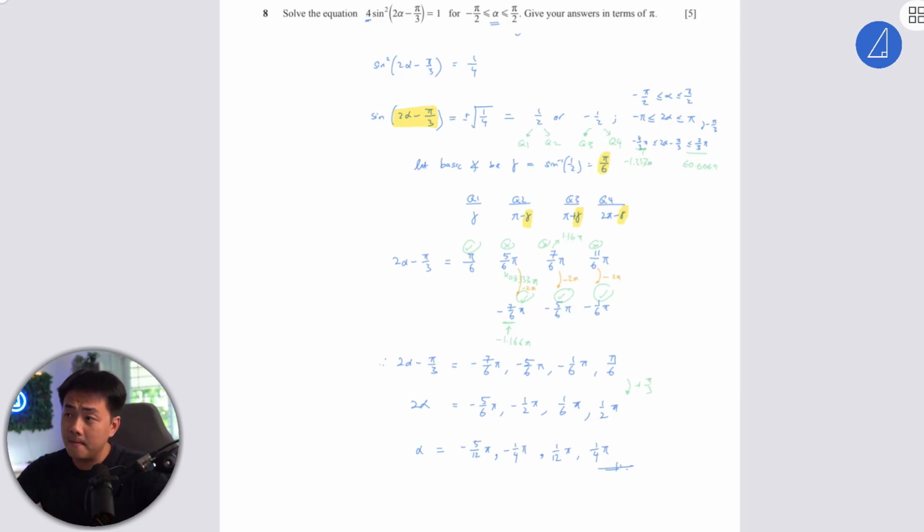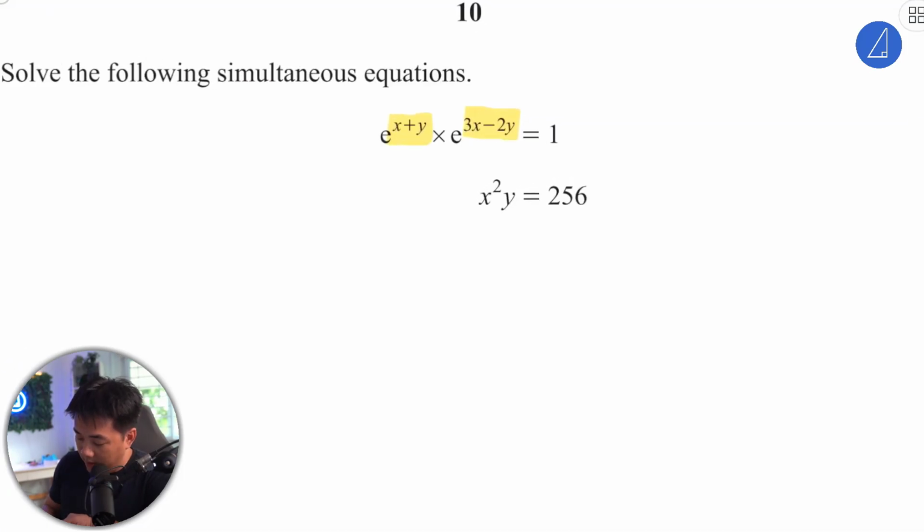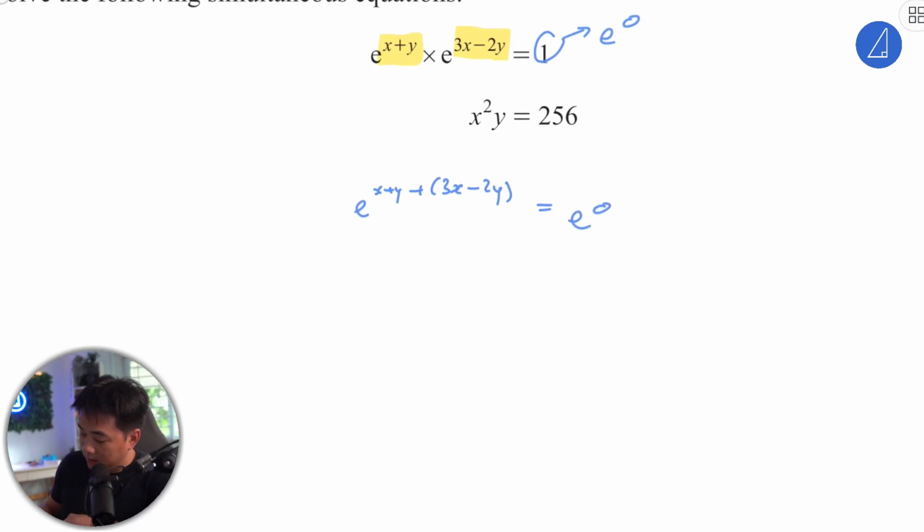All right. Okay, let's look at this question, which is to solve this simultaneous equation here. So obviously the problem here is that the x and y for the first equation is in the power. So what we're going to do is just add them up, right? Just x plus y plus 3x minus 2y equals 1. So the 1, we can rewrite this as e to the power 0 if you want to. e to the power 0 is 1, right? So then what I'm going to do is equate the index, equal to the power, equal to the power there.